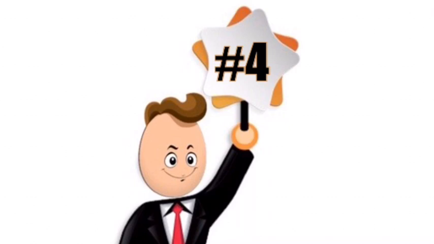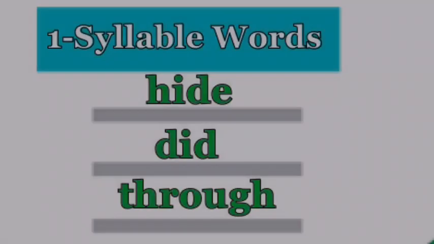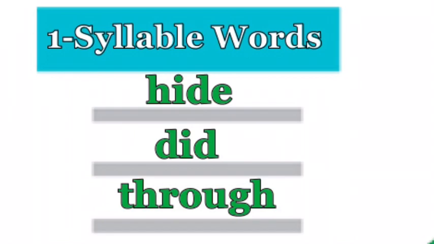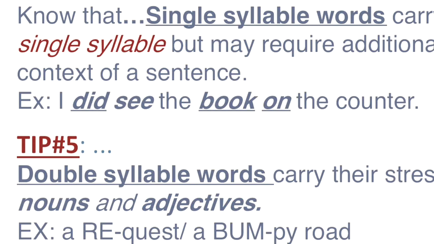Tip number 4. All words are stressed in English, even one-syllable words. For one-syllable words, the stress is on the syllable itself. Examples: hide, did, through. However, sometimes you may have to add extra stresses. For example, I did see the book on the counter. In this case, did has no grammatical link with the sentence. It's only used for extra emphasis.